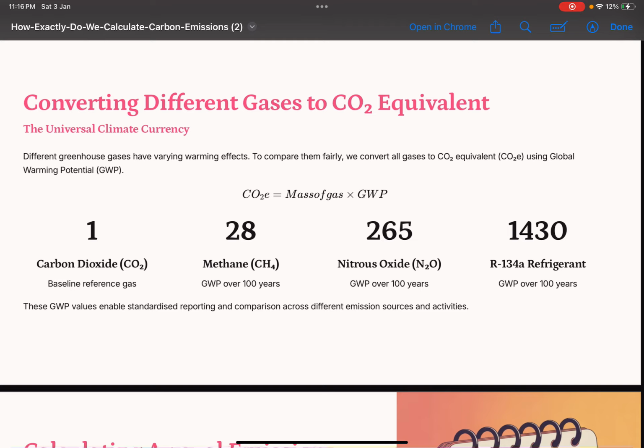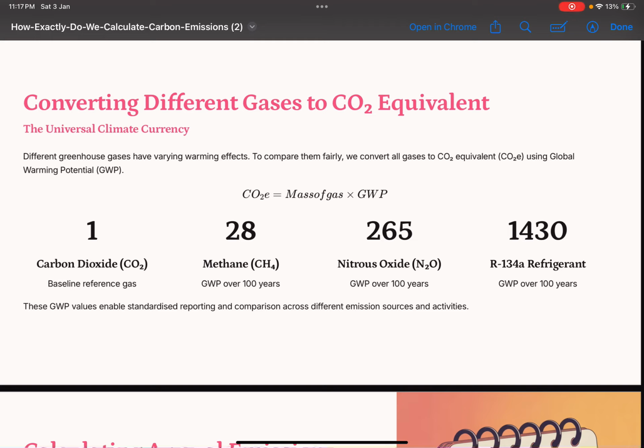Similarly, nitrous oxide is found to be 265 times as harmful as carbon dioxide. And when we say harmful, we are talking about the global warming potential of that gas over a period of 100 years. So it means that 1 kg of nitrous oxide is equivalent to 265 kgs of carbon dioxide. Same thing about R134A. 1 kg of R134A is 1430 times that of carbon dioxide.